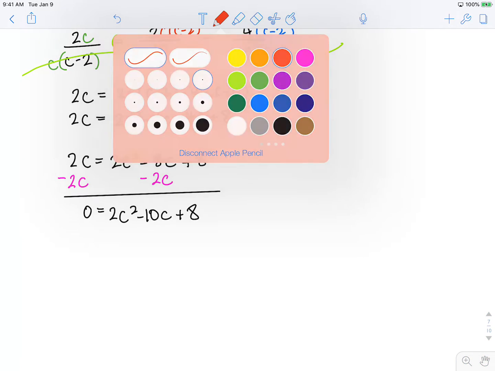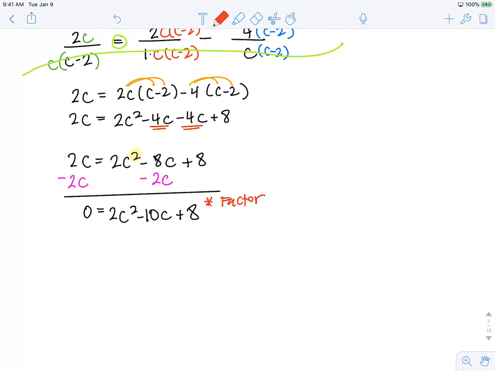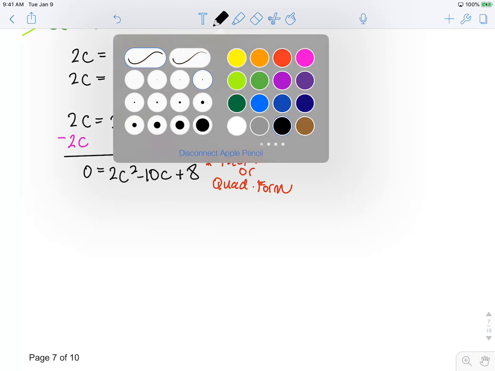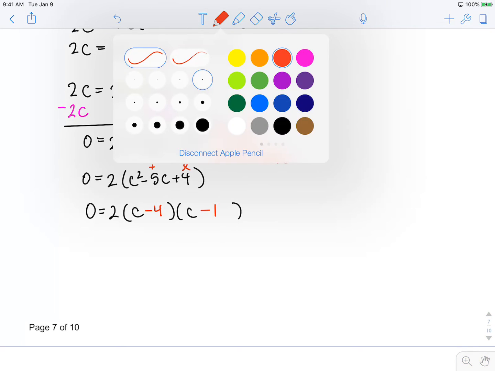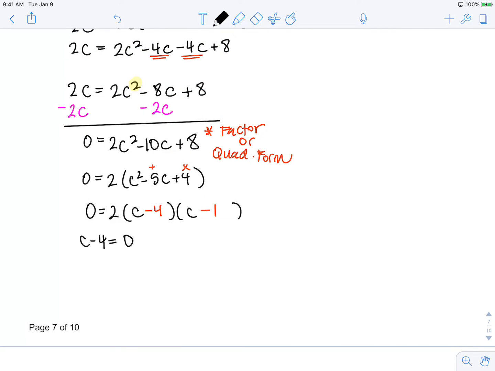Now at this point, you can choose to factor or use the quadratic formula. I am going to factor. I see there's a GCF of 2: c squared minus 5c plus 4. Now to factor more, I know my first two need to multiply to make c squared, and these last two terms need to multiply to make 4, but add to make negative 5. Negative 4, negative 1. Using the zero product property, c minus 4 equals 0, or c minus 1 equals 0. So c equals 4 or 1.